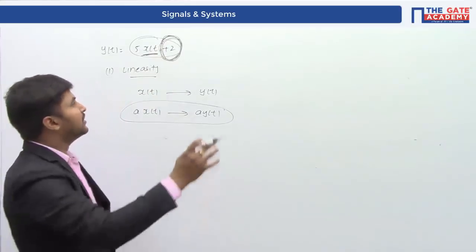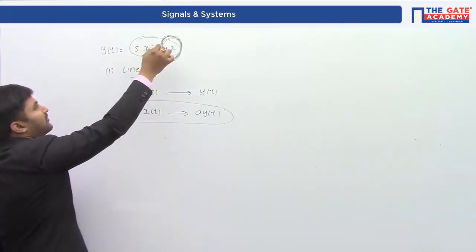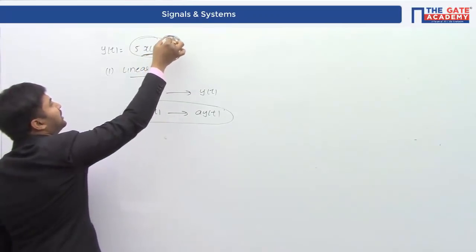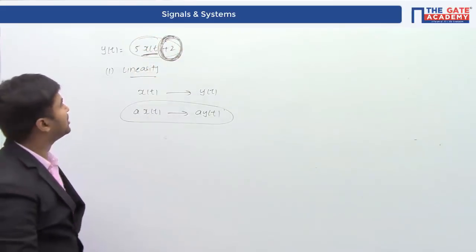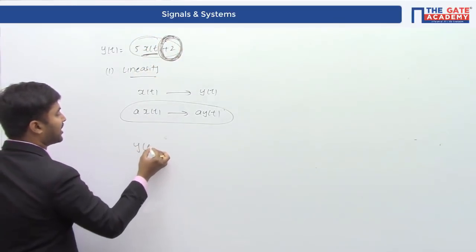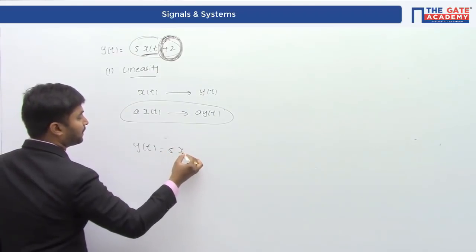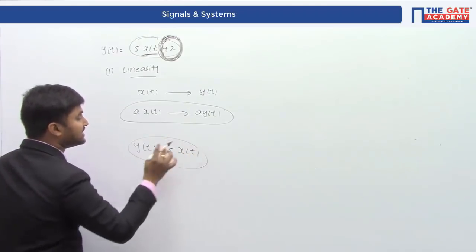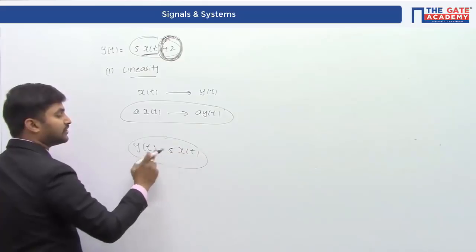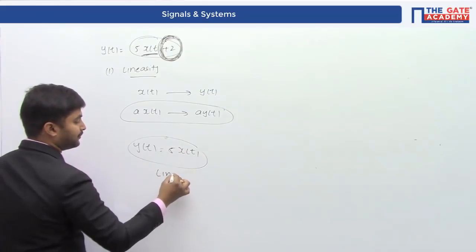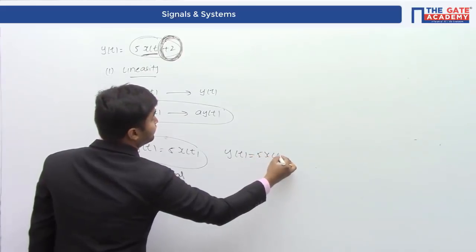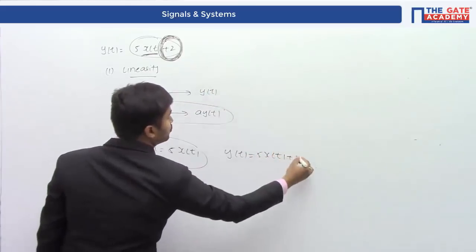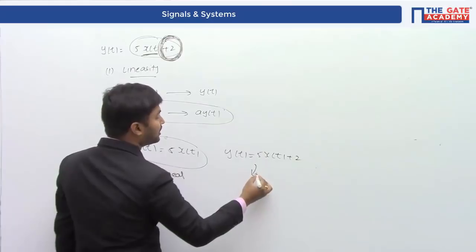What I'm saying here is that whenever you are trying to add any DC component to the signal, it will always be non-linear in nature. For example, if I have y of t is equal to 5x of t, you can clearly see there is a linear relation between y of t and x of t. This will be linear. But y of t is equal to 5 into x of t plus 2 is going to be non-linear.